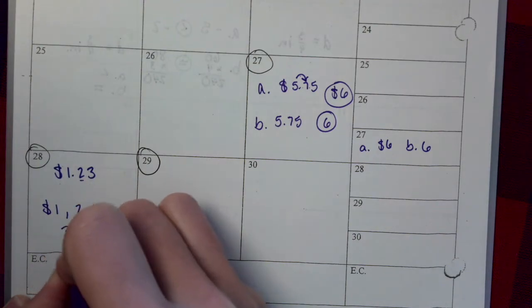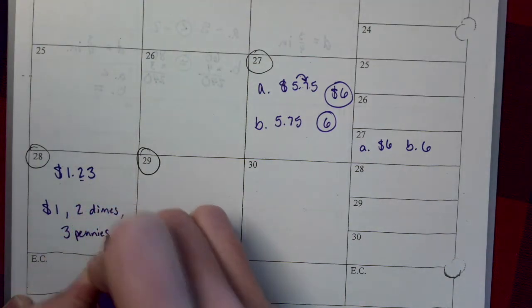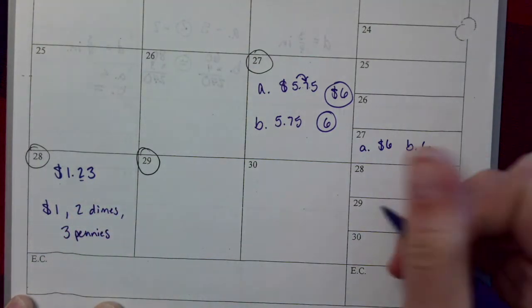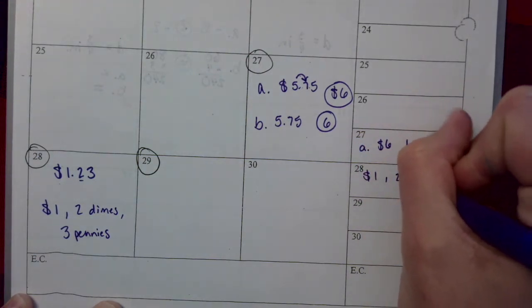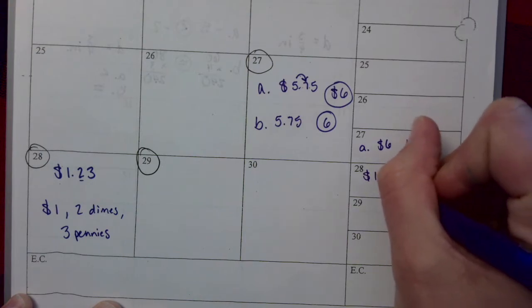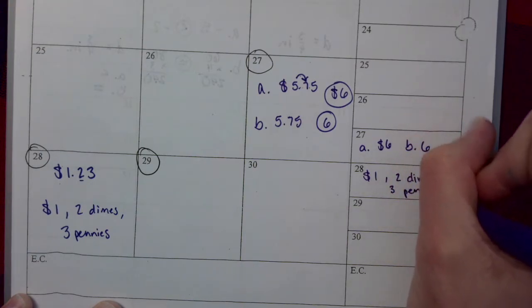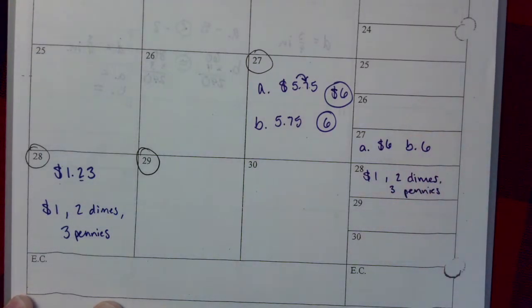And then 3 pennies. So $1, 2 dimes, and 3 pennies.